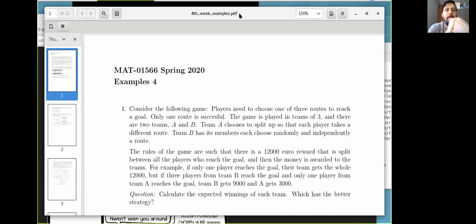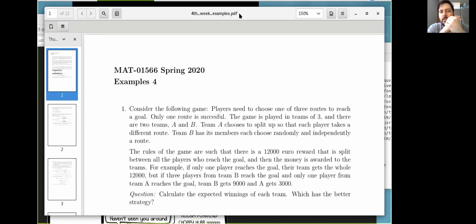The rules of the game stipulate that there is a 12,000 euros reward that is split between all the players who reach the goal, and that this money is awarded to the whole team. So if only 1 player reaches the goal, then their team gets the whole 12,000. If 2 players from different teams reach it, then it's split in half. And then it's split in terms of how many A players and how many B players got there. So the proportionate number goes.